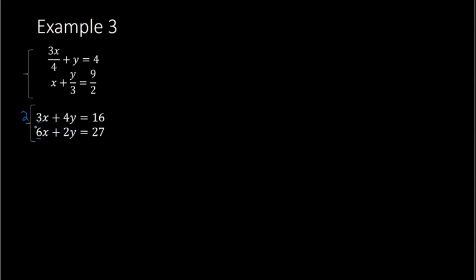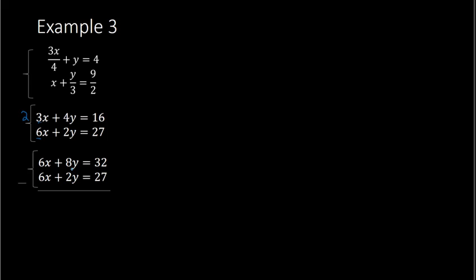And when you multiply everything, you get 2 times 3x, which is 6x. 2 times 4 is 8y. And 2 times 16 is 32. So now look at the x's. We have the same number, 6 and 6, so I can subtract, and those would cancel. Right? 6 minus 6 is 0.